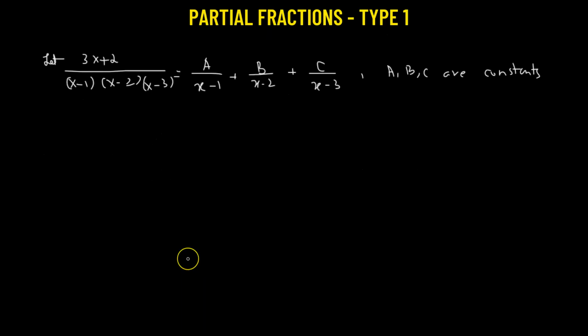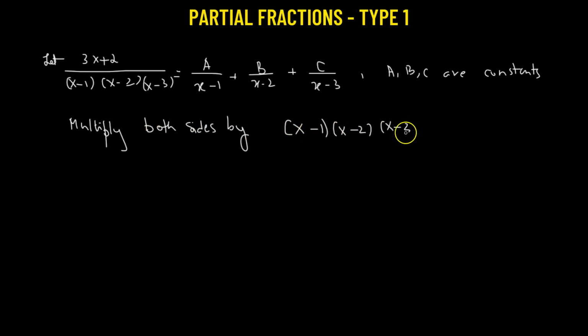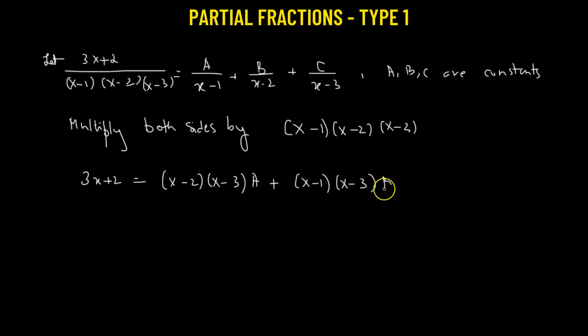It's a very simple problem. All we have to do is multiply throughout by the denominator of the expression on the left hand side, that is x minus 1 times x minus 2 multiplied by x minus 3, which gives us 3x plus 2. On the right hand side, the first term becomes x minus 2 multiplied by x minus 3, multiplied by A. The second partial fraction gives us x minus 1 times x minus 3 multiplied by B. And finally, the third partial fraction becomes x minus 1 times x minus 2 multiplied by C.